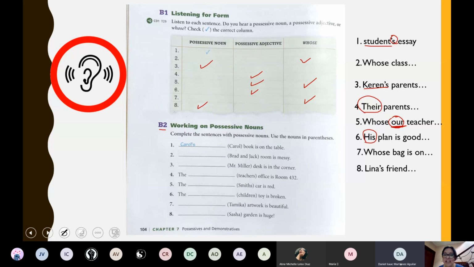Okay, but if you say their room, you are using a possessive adjective, and you have to use a possessive noun. It's okay, Daniel. Daniel was right? Yes. It's okay, but the instruction says possessive nouns. So possessive nouns are the ones that have the apostrophe. So how can we only have the apostrophe? In Brad or in Jack?